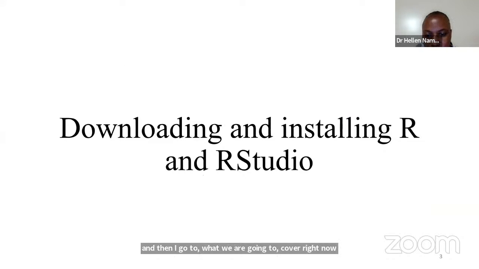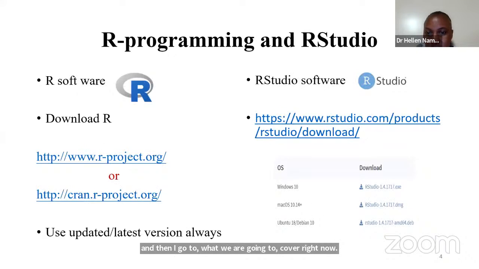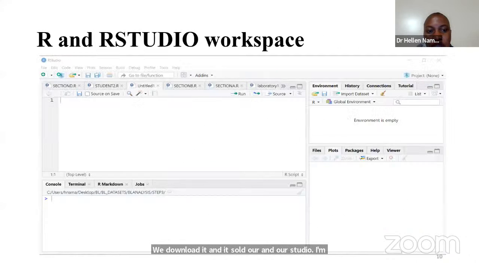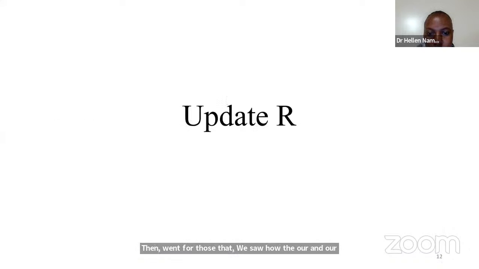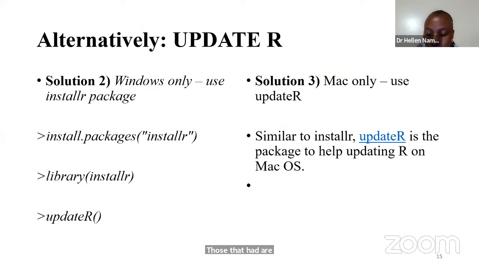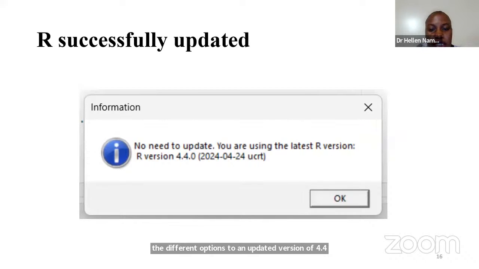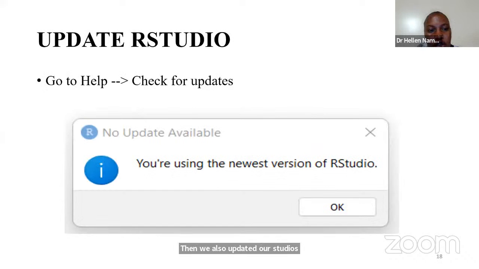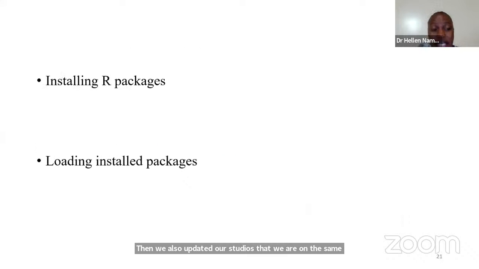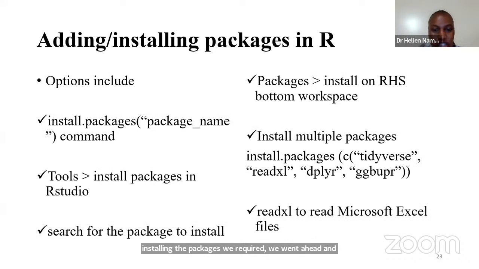We downloaded and installed R and RStudio. I'm hoping that now we're on the same page. Then we saw what the R and RStudio workspace looks like. Those that had R already, we went ahead to update R using the different options to an updated version, 4.4.0. Then we also updated RStudio such that we are on the same page. We installed some packages that we thought are very important. And then after installing the packages we loaded them. After installing, we load the package.